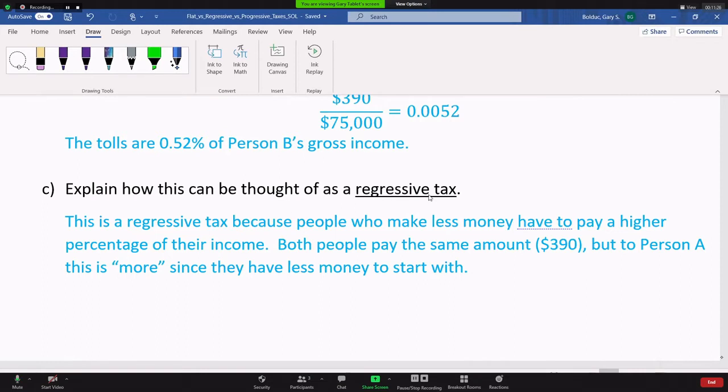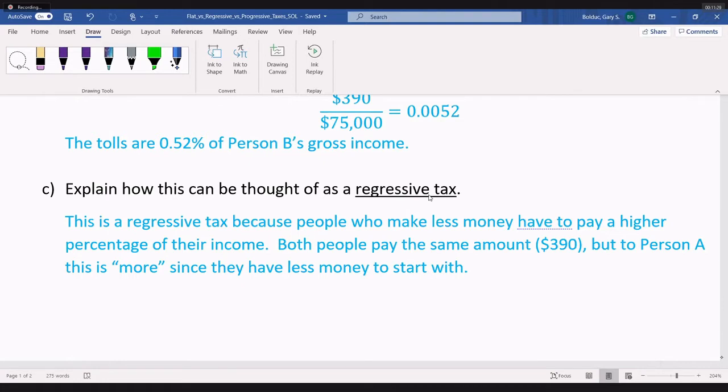A regressive tax is a tax in which, depending on how much money you make, the tax itself will affect you differently. So in this case, we both spend $390. It's even in the sense that we're paying the same amount and we use it the same amount. What's not even is that the $390 will seem like a lot more to person A because they make less than person B. So that is the idea of a regressive tax, a tax in which you pay the same amount, no matter who you are and how much money you make, but it ends up feeling like more to a person who makes less.